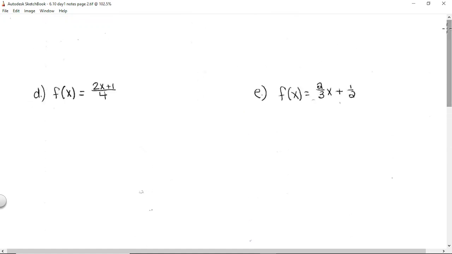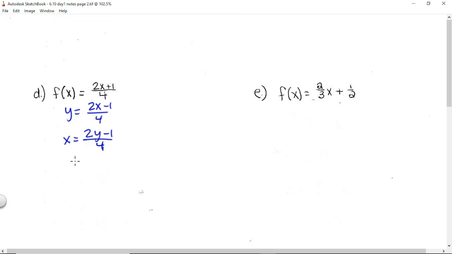Okay, here we go. So this first one, we have a function f of x. We're going to write y in place of the f of x. Then we're going to just switch the x's and y's. So instead of y, we write x, and wherever there was an x, we write y. And now solve that for y in terms of x.